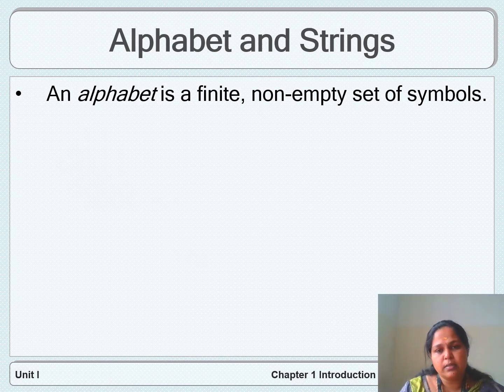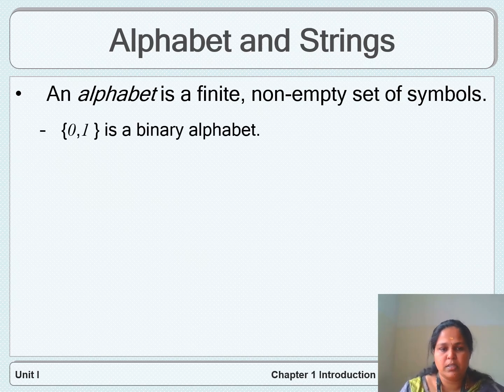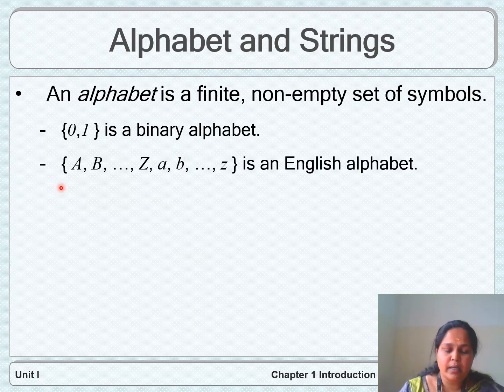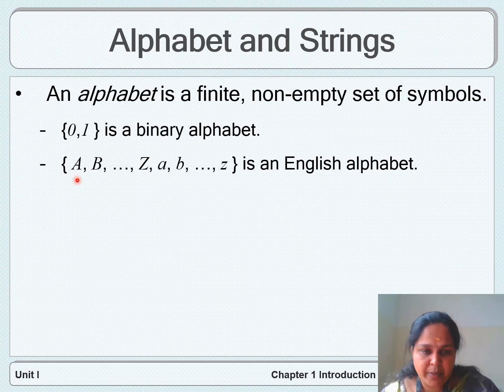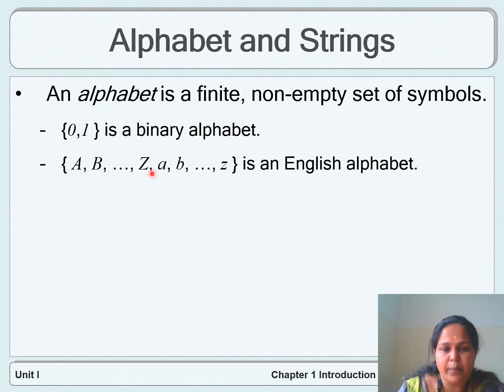The first thing is, let's learn the basics like alphabet and string. In theory of computation, an alphabet is a finite and non-empty set of symbols. For example, 0, 1 is a binary alphabet. Similarly, uppercase and lowercase letters also play a major role. So capital A to capital Z and small a to small z is the English alphabet.